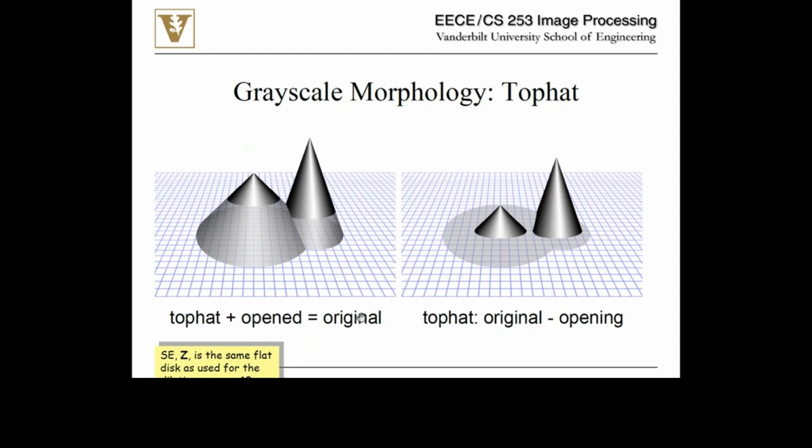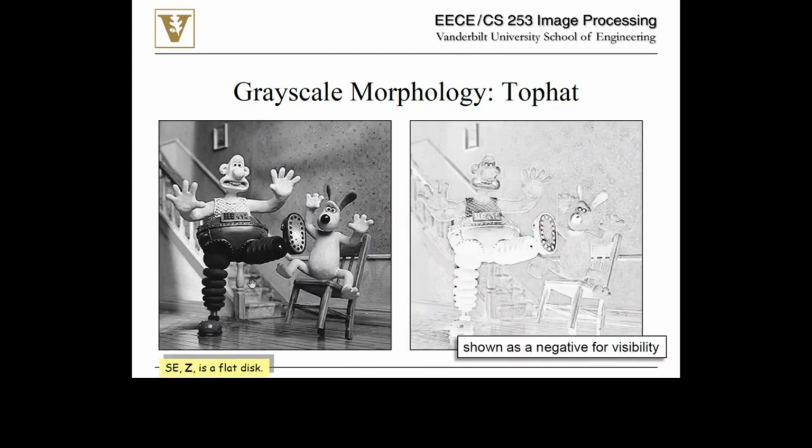And the same, yeah, so here it is. The opening is removing the peaks, so now what we have are the peaks. And now what we have is a peak detector that we didn't have before. We had edge detectors, but we didn't have peak detectors. So now we have a peak detector.